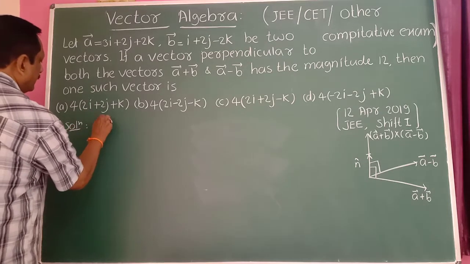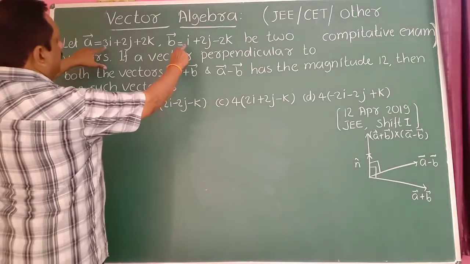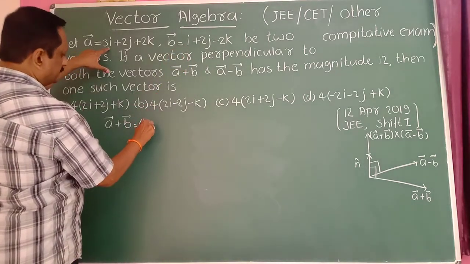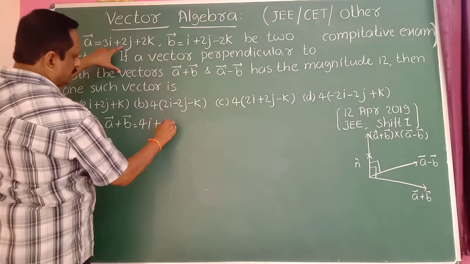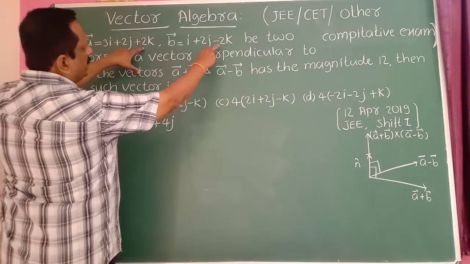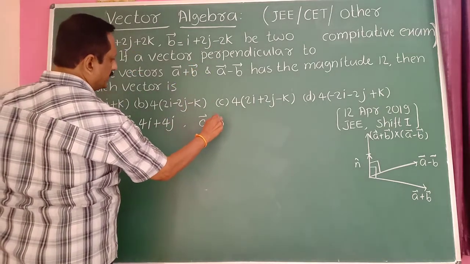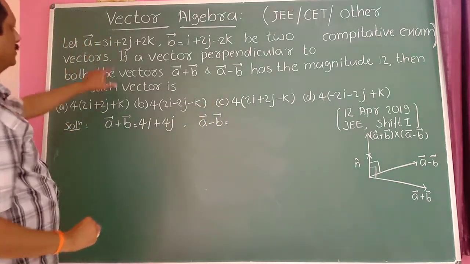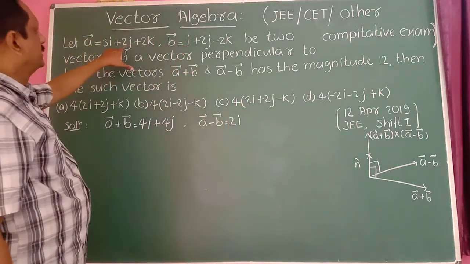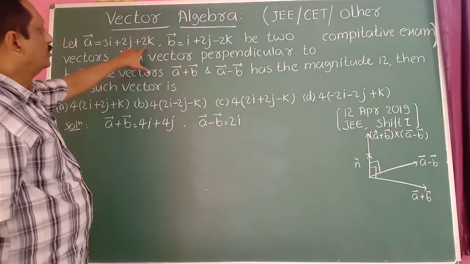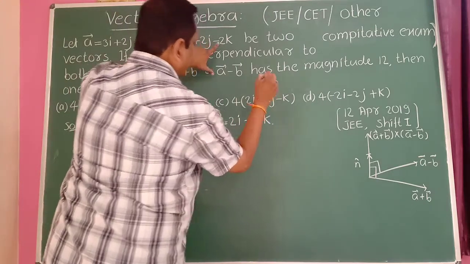First, a bar plus b bar. Add the vectors here: 3i plus i becomes 4i, 2j plus 2j becomes 4j, and 2k cancels here. Then a bar minus b bar: 3i minus i becomes 2i, 2j minus 2j cancels, and 2k plus 2k becomes 4k.